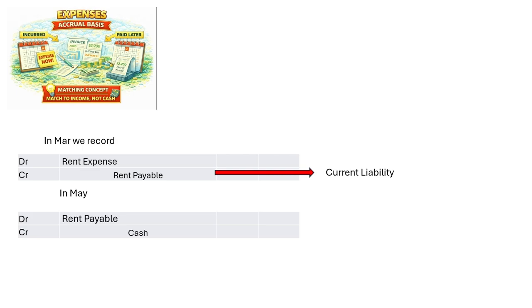In May, when we pay it in cash, we reverse the rent payable, we take it from credit and put it in debit, and we credit cash. So it's going to be debit rent payable and credit cash.